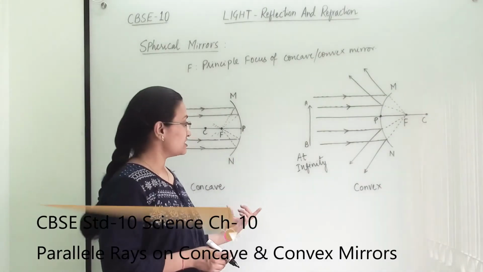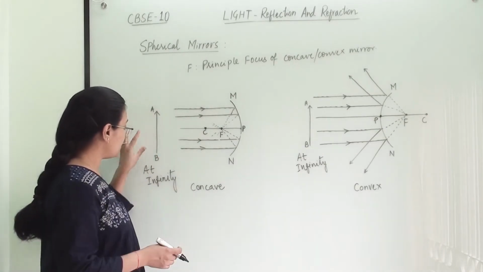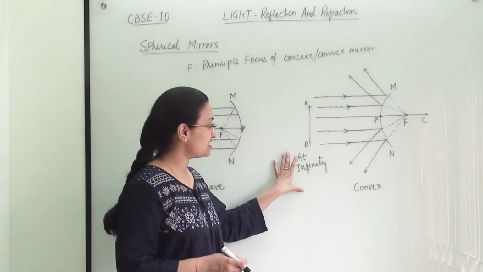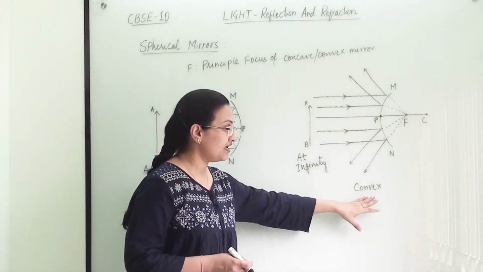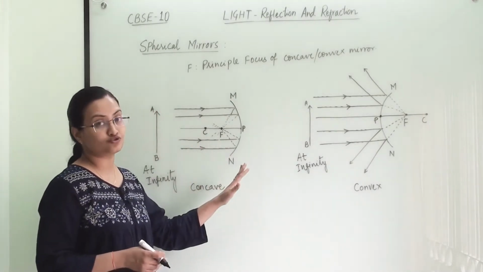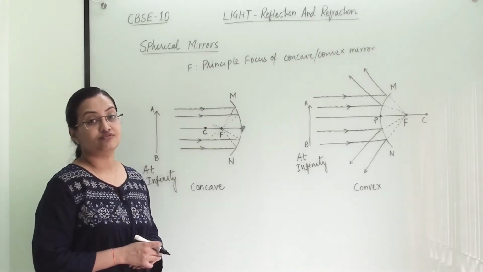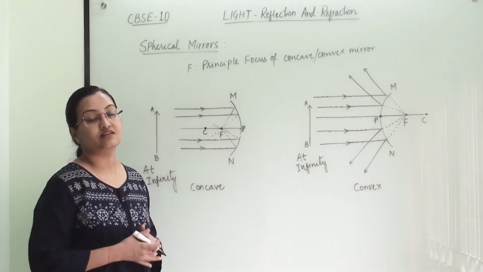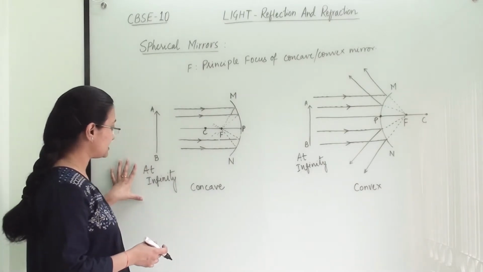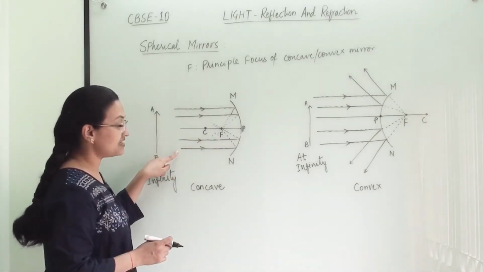So here we are discussing two different cases: when we place an object at infinity in front of a concave mirror, and when we place an object at infinity in front of a convex mirror, and parallel rays fall on these two mirrors. Which kind of reflected rays will we see? In the case of the concave mirror, when we place the object at infinity, all these parallel rays, these dark lines, are the incident rays.